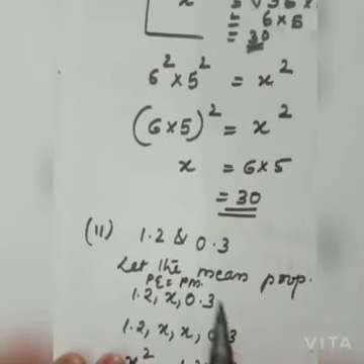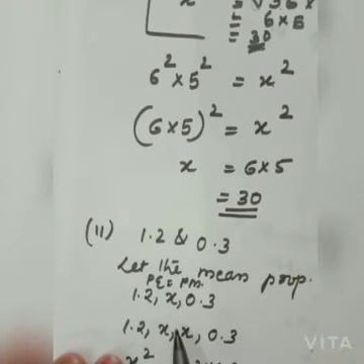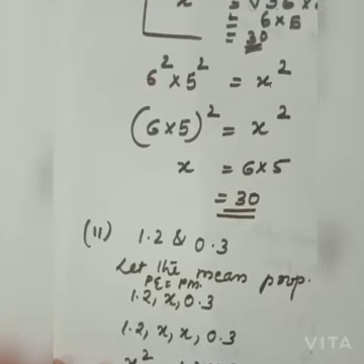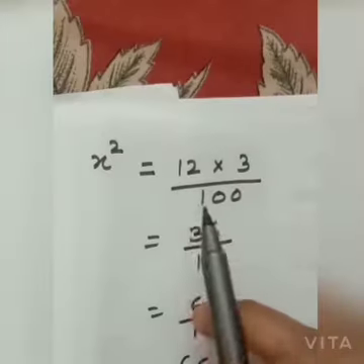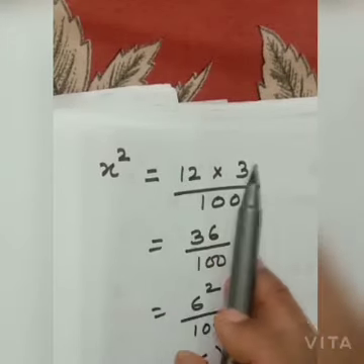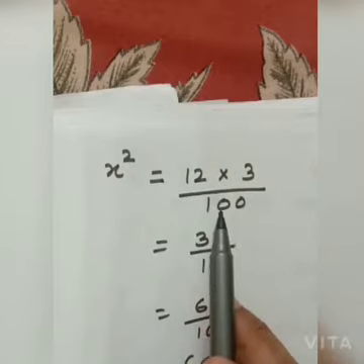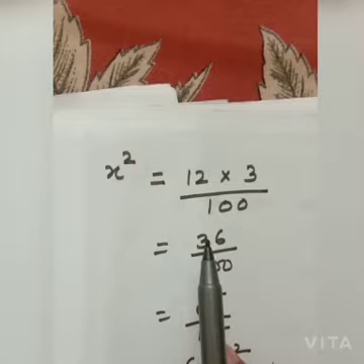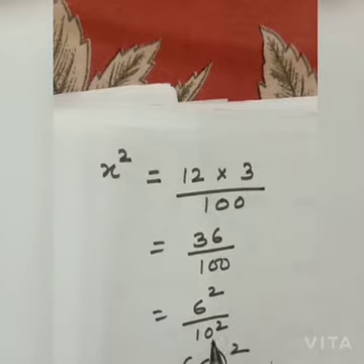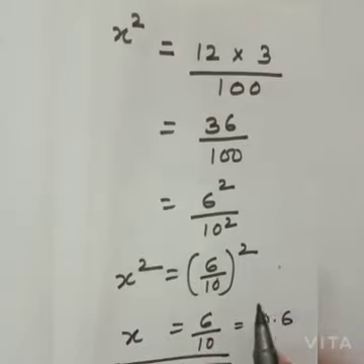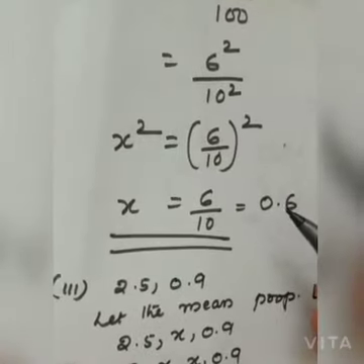Here also mean proportion, middle one is x. x will come 2 times. x square equal to 1 by 2 into 0.3. The point you can take out. x square, 0.8 taken. So point and 2 points, so 100 coming. 12 3 are 36 by 100. 36 meaning 6 square. 100 meaning 10 square. 6 by 10 the whole square common. 2 you cut out. 6 by 10 that is 0.6.